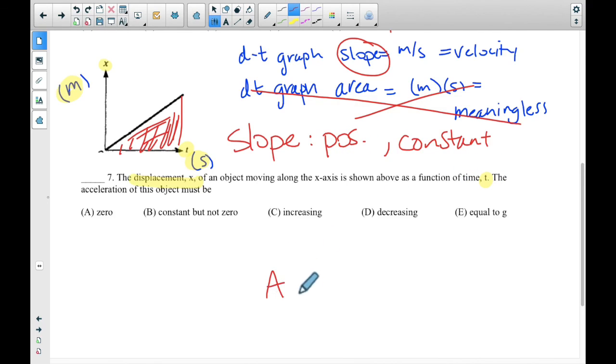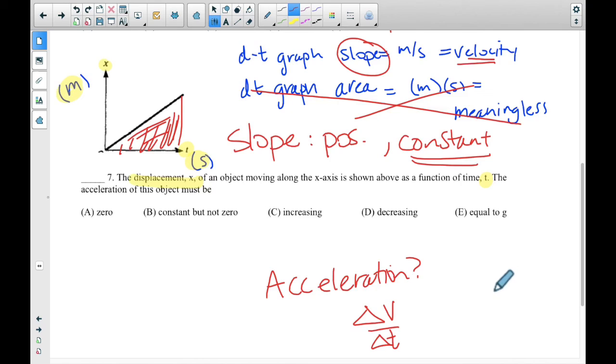What's the definition of acceleration? Acceleration is change in velocity over change in time. We just said this wasn't changing. Remember that slope is velocity. The velocity is constant. It is not changing. If it is not changing, there is no acceleration. So the acceleration of this object must be 0.